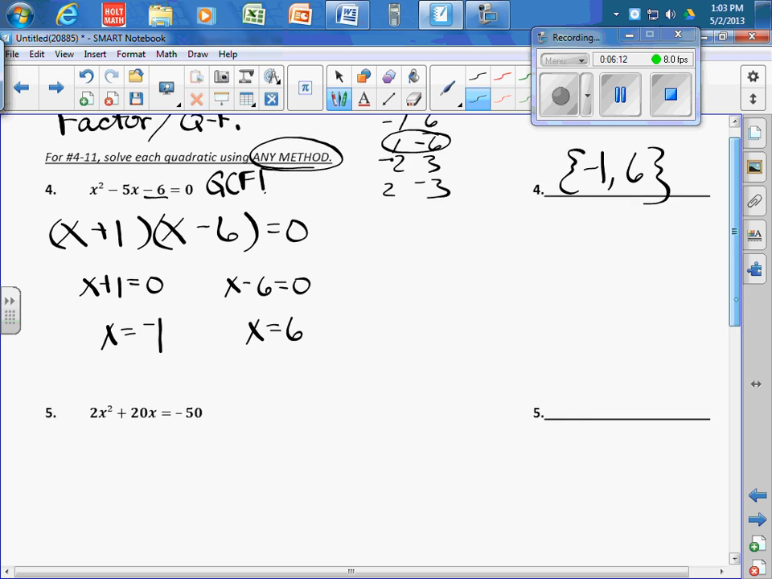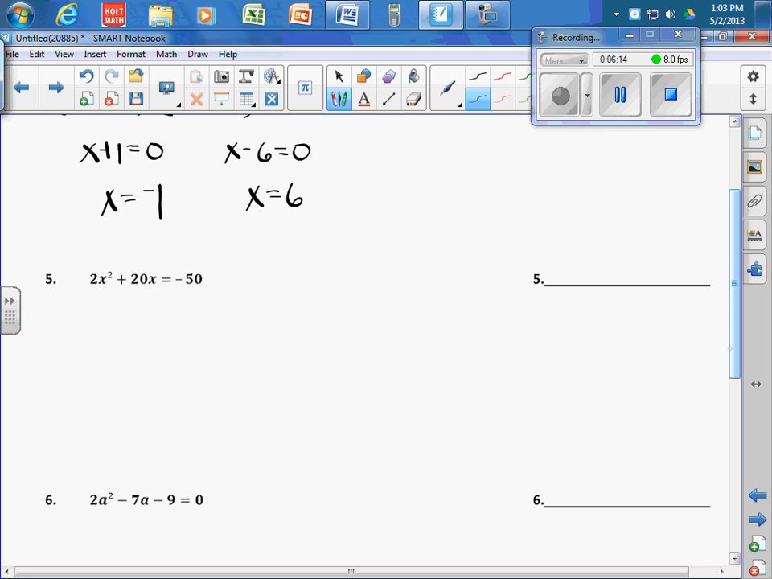And number 5. It is a quadratic. You've got your x squared, right? So we need 0 on the right side. So we have to add 50 to both sides. 2x squared plus 20x plus 50 is equal to 0.